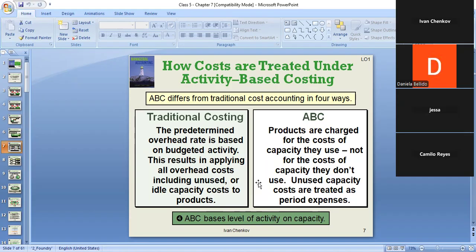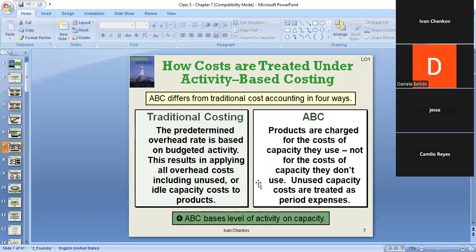In the traditional costing system, we're using that predetermined overhead rate, which again is based on the budget activity. Budget activity means those are estimated. Once we find out the result, then we apply that result using the actual activity as manufacturing overhead cost. In that case, we're applying everything, including the activity which might not be used by the product.